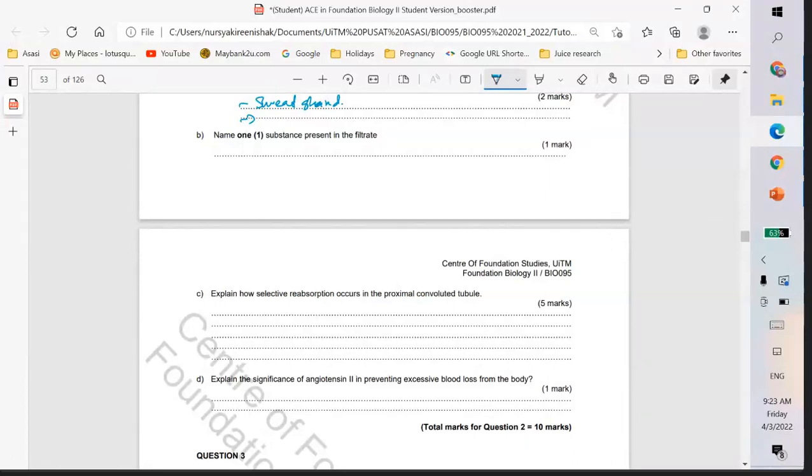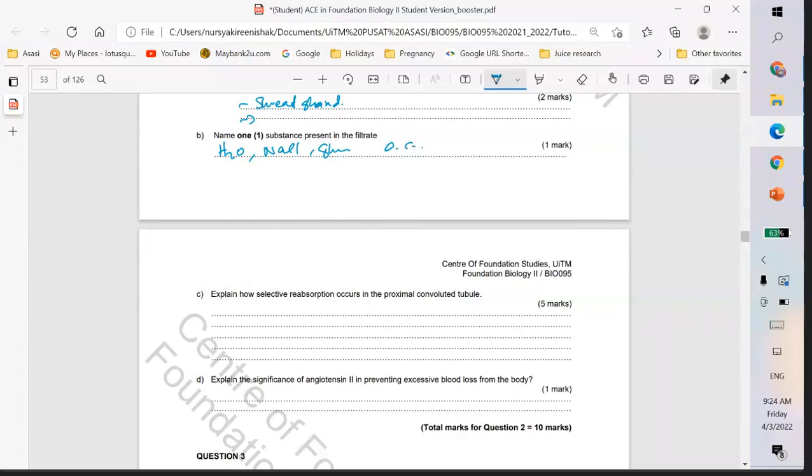Untuk question B, name one substance present in the filtrate. Water. Okay. Water ataupun the filtrate in the Bowman capsule, it also contains glucose, amino acid, ions, nutrients, waste. Tu pun awak boleh include in your answer lah sebab dia tak mention specifically filtrate dekat mana kan. So it can be filtrate in the Bowman capsule. So if you answer glucose, it is also accepted. Okay. NaCl, glucose, amino acid, nutrients, vitamins. So those will be accepted.